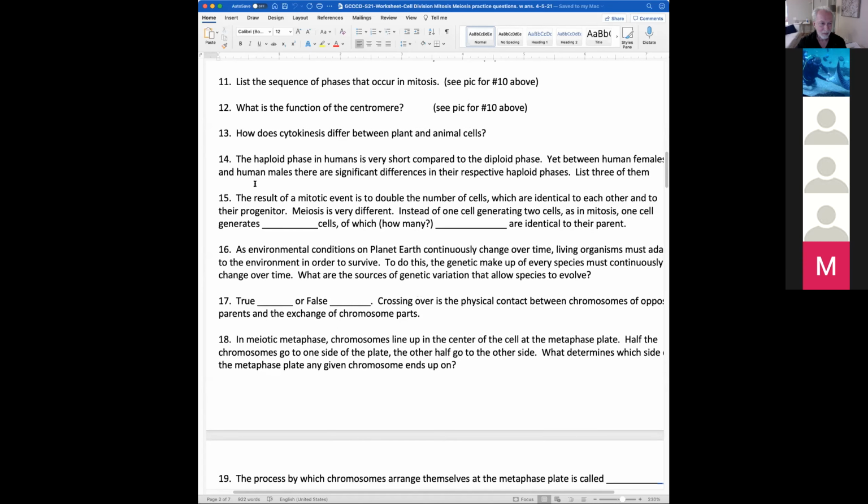Okay, the haploid phase in humans is very short compared to the diploid phase, but there are some differences between what happens in males versus females in this haploid phase. So let's talk about just a couple of these differences. Anything come to your mind? Difference between males and females in the haploid phase.